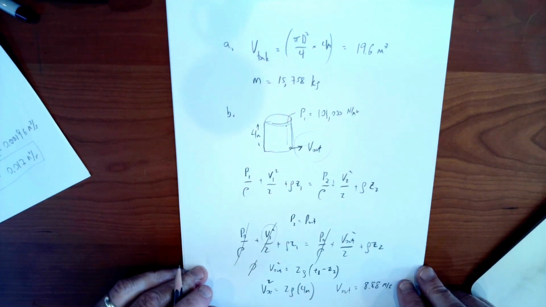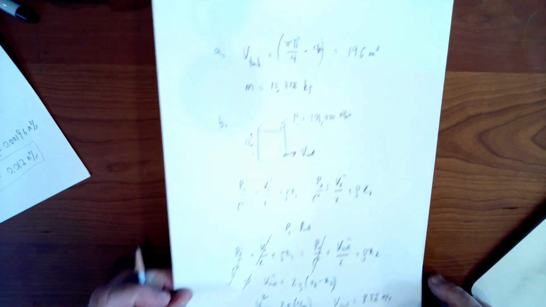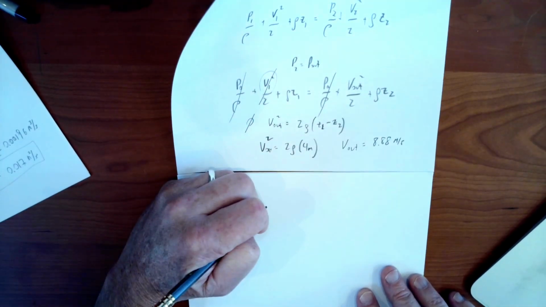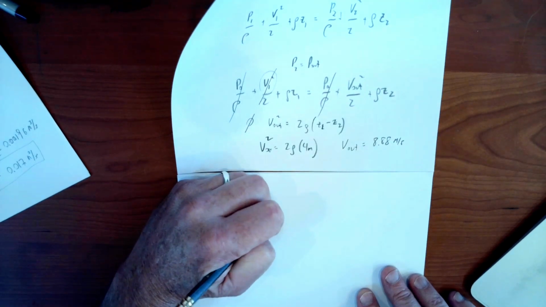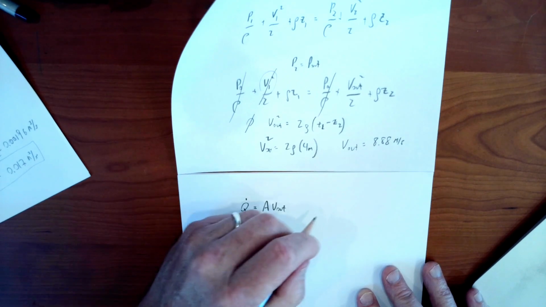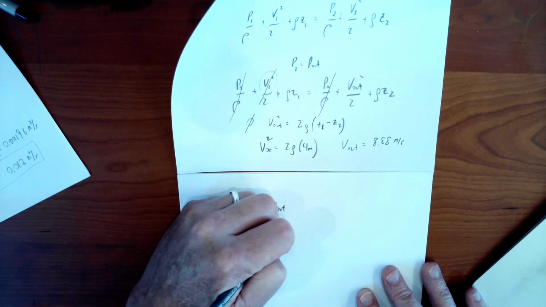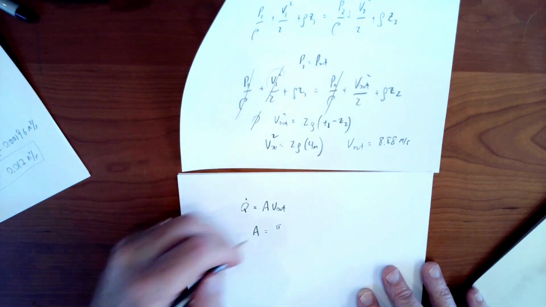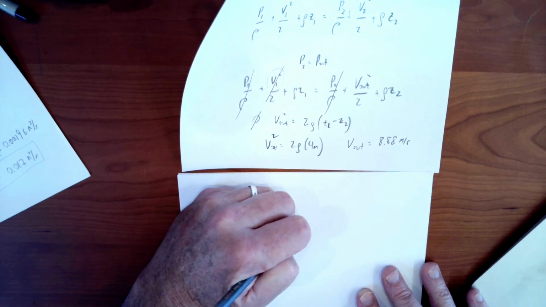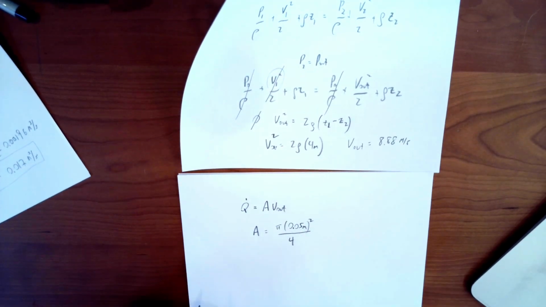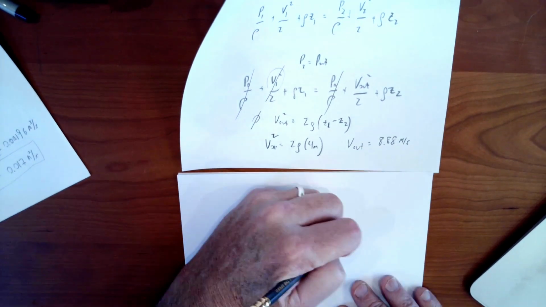So that's our V out. What we're asked for is a volumetric flow rate, so we need to take that V out and use it in a volumetric flow rate. So Q dot, the volumetric flow rate, is the area times that V out. The area, of course, we now have to calculate. That's the area of the valve hole, which is circular. We were told that the diameter of that hole was 5 centimeters, so we can use that: pi times 0.05 meters squared over 4 is the area of that hole.